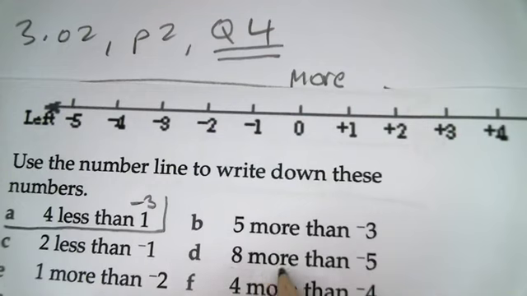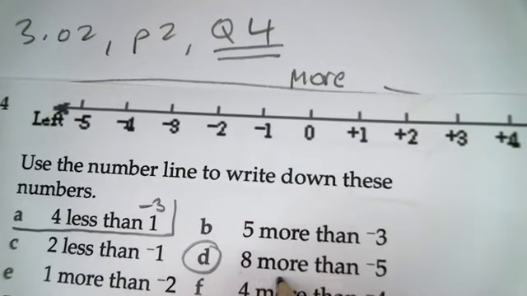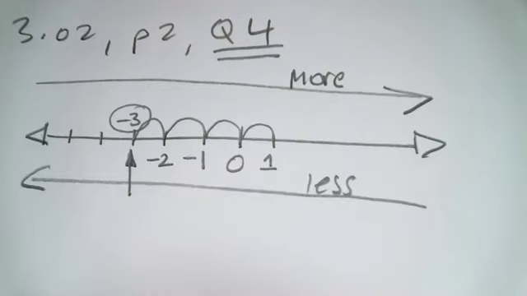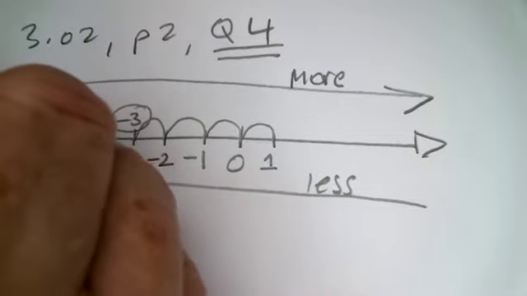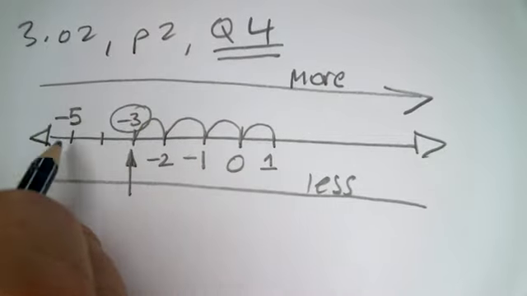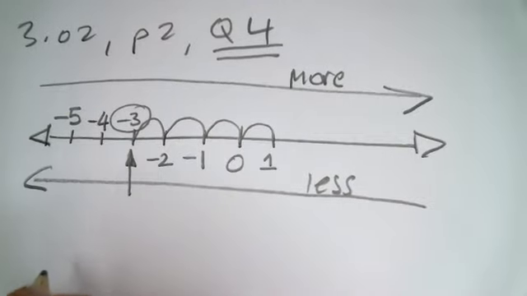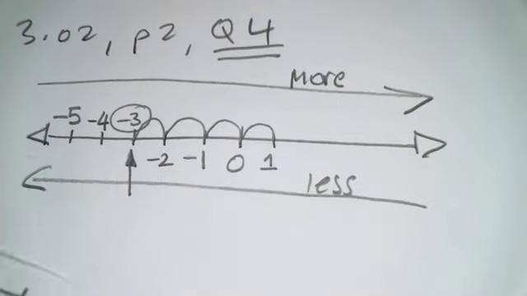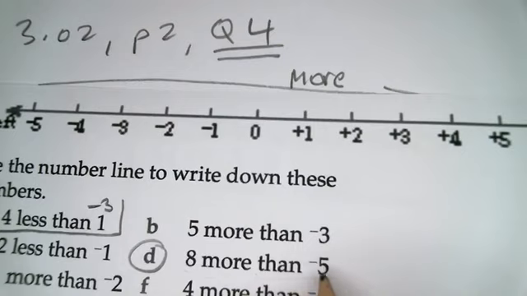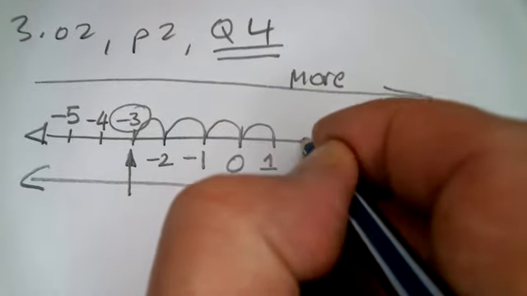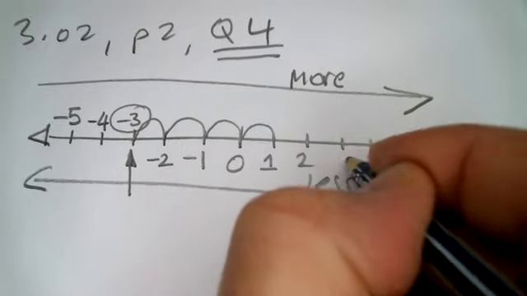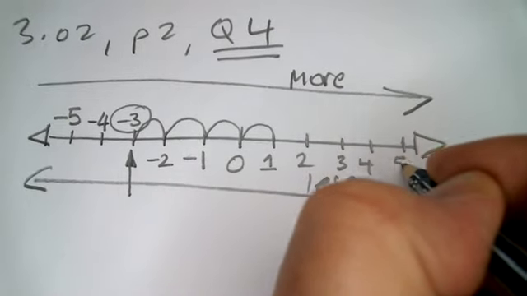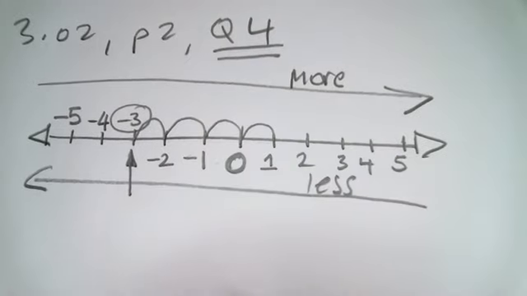8 more than -5. Let's do D. 8 more than, so we've done a less than, let's do more than -5. So here's -3, -4, -5. So this is -5 at this point. Here's -4, and it says 8 more than -5. So I'm going to draw actually a few more on this side as well now. Okay, here we go. So this is going to be 2, 3, 4, 5. So I've got 0, of course, smack in the middle there.